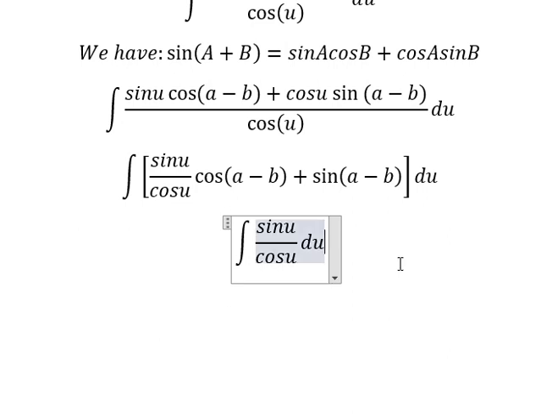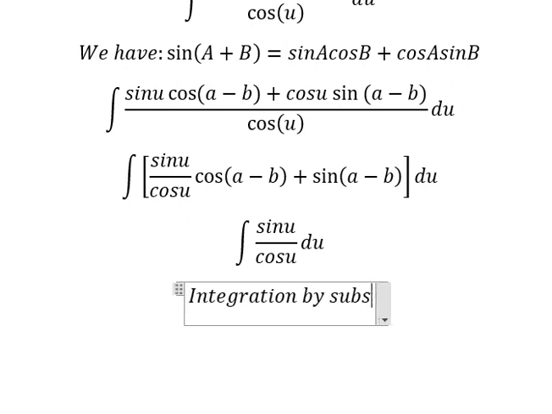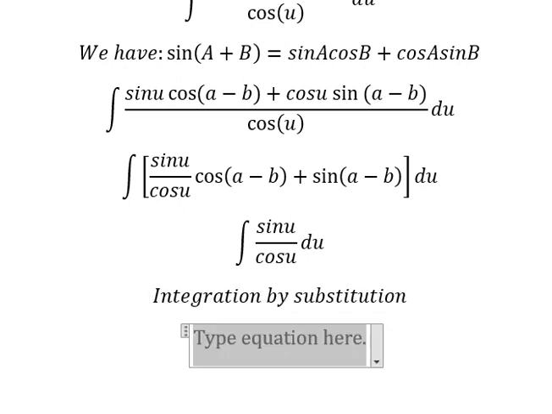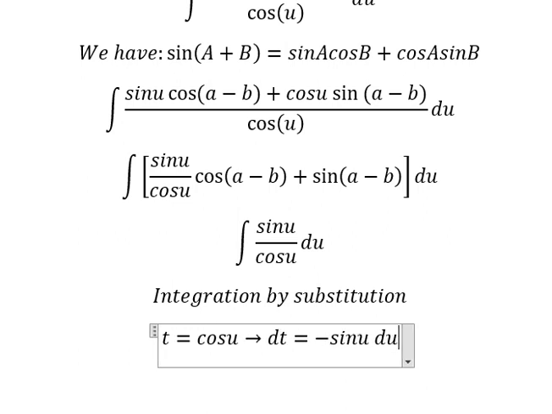So we can use integration by substitution. So I will put t equal to cosine u. Later we need to first do the derivative for both sides, and we have negative sine u du. Because we don't have the negative sign in here, so I will put this one to the left.